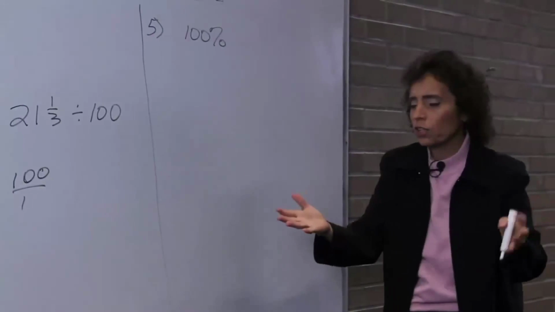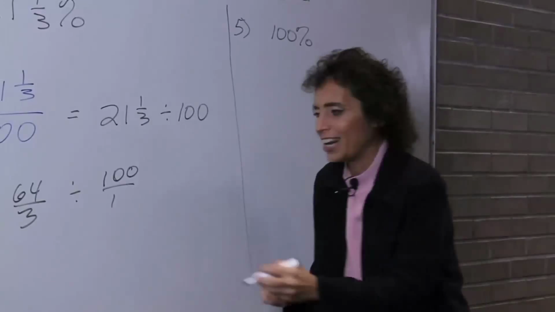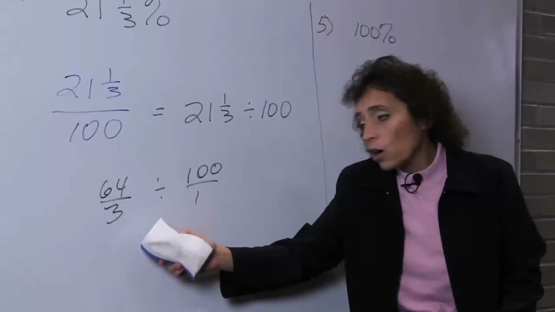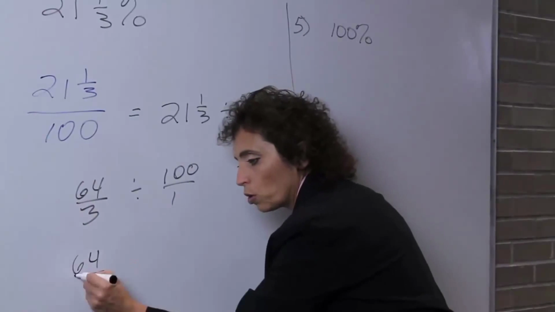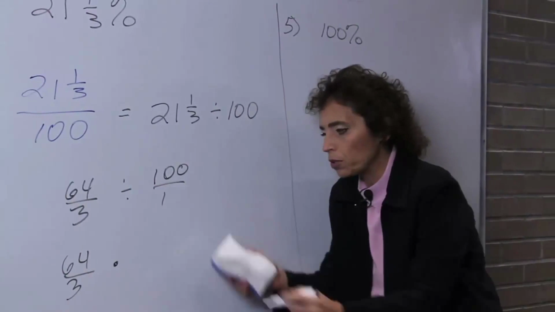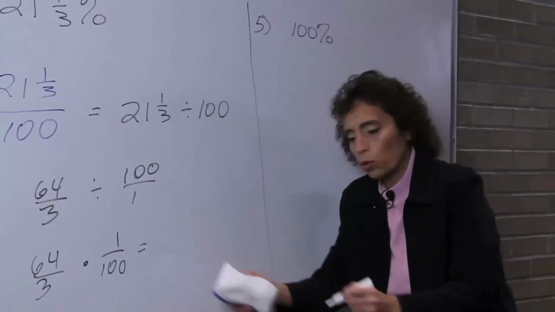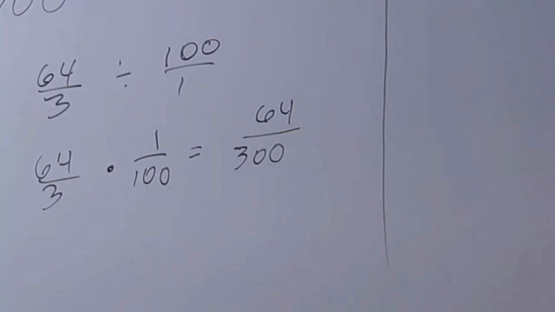Now we know how to do this. Okay, remember division of fractions. All this stuff always comes back. That's why you can't forget any of it. Okay, so now we're going to divide 64 over 3 divided by 100 over 1. So remember how to do this. We take 64 over 3, flip the division to multiplication. We need the reciprocal, so it's 1 over 100. And we get 64 times 1 is 64. 3 times 100 is 300.